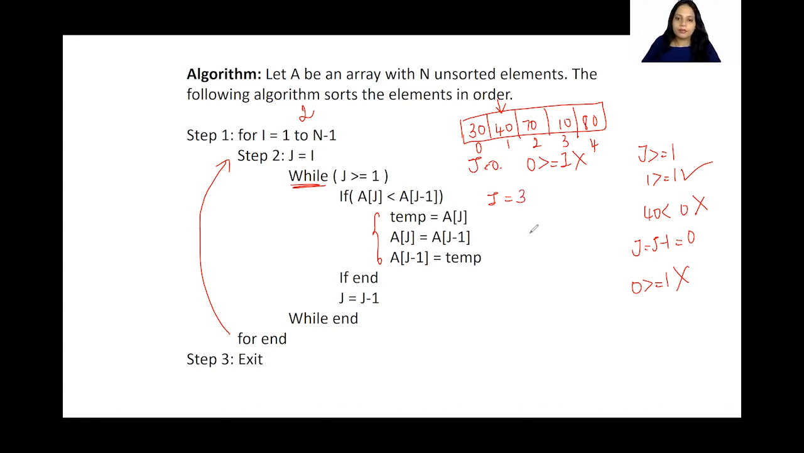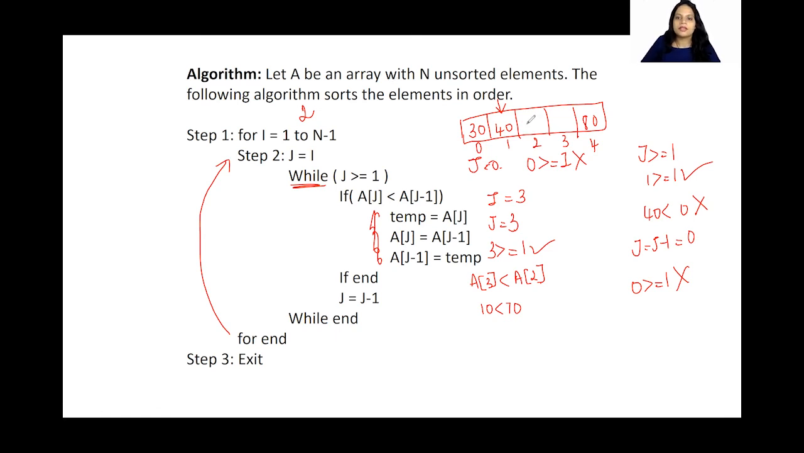Okay. Now again the same thing. I'm saying j is equal to i, which is nothing but 3. I'm checking if 3 is greater than or equal to 1, which is true. Now I'm going to check if a of 3 is less than a of 2. So what is going to happen here? I'm checking if this is less than this. Yes, isn't it? So 10 is less than 70. So what are we going to do? We are going to swap it. So now I'm going to move this. 10 is going to come over here.